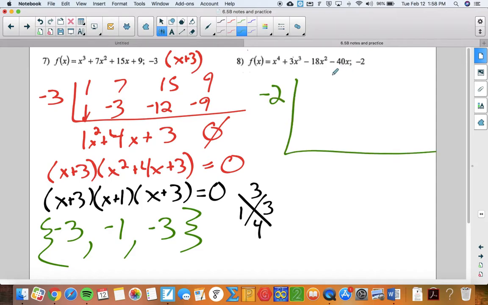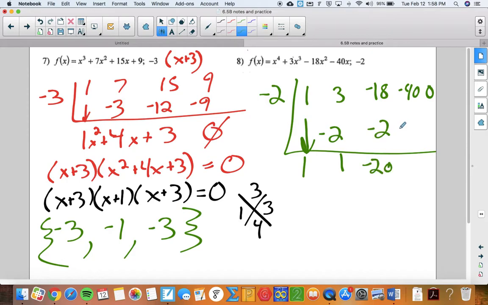-2 is getting substituted in. We have 1, 3, -18, -40, and 0. Notice there's no constant here, so we have to put a 0 in. Remember, they've used semicolons to tell you where your 0 is. So drop down your leading coefficient, multiply, add, multiply, add, multiply, add.